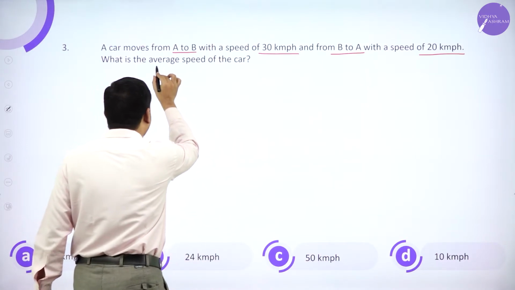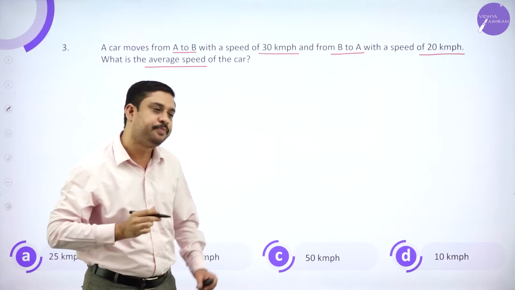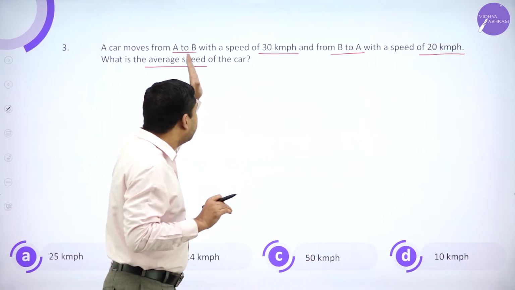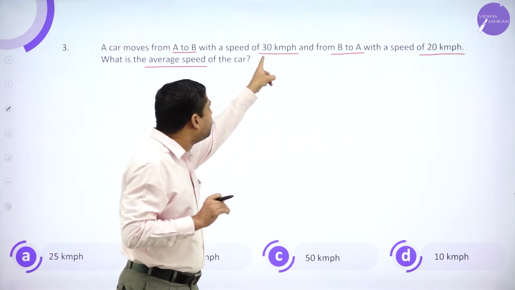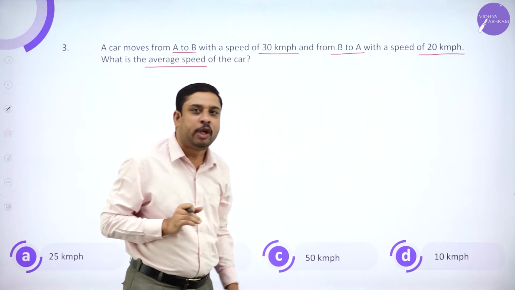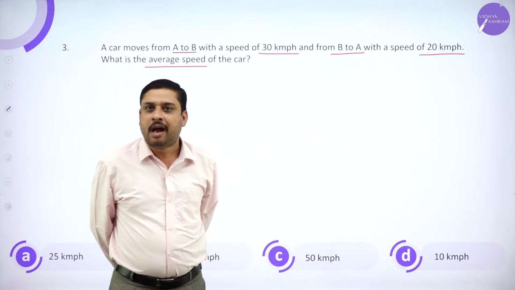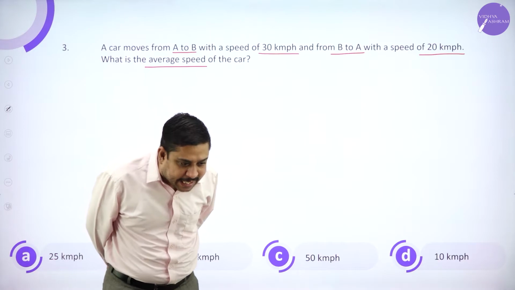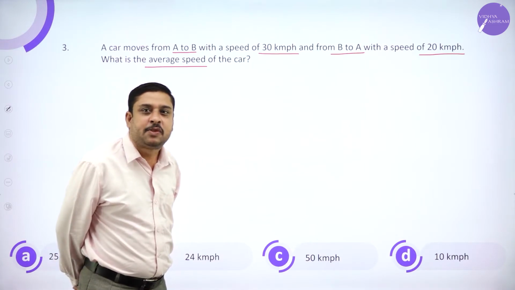I have been asked to calculate the average speed of the car. Students, if you observe, the only hint I have is that it is traveling from A to B with a speed of 30 kilometers per hour and B to A with a speed of 20 kilometers per hour. I don't know the distance traveled. I don't know the time taken to travel this distance. I have to calculate the average speed.